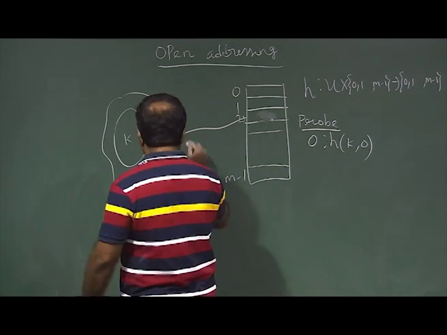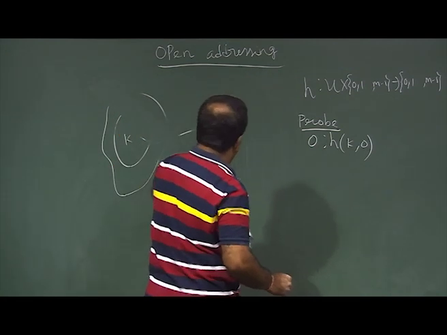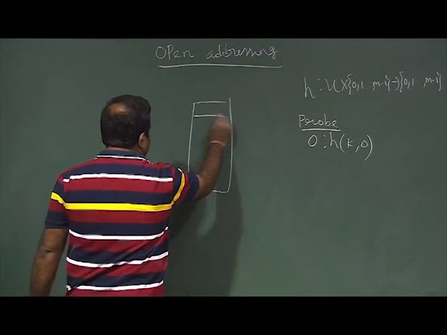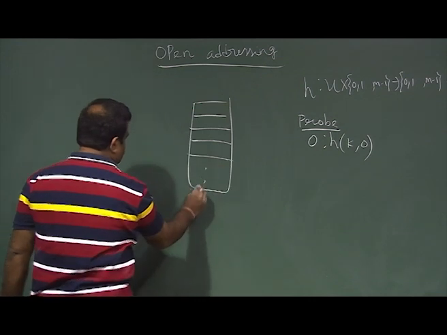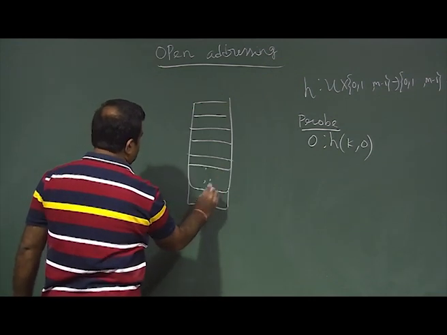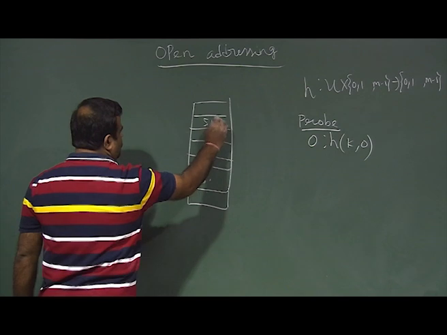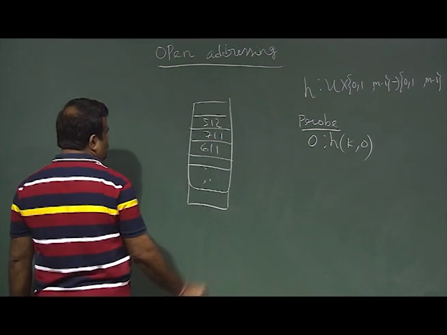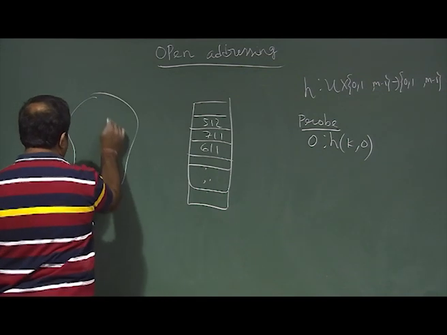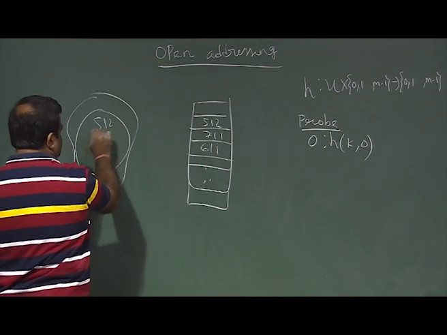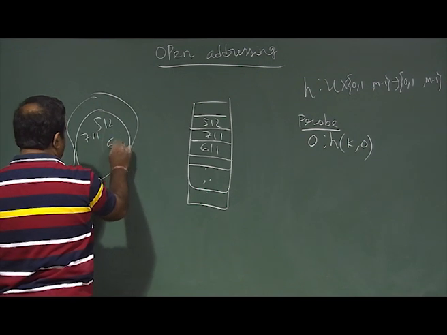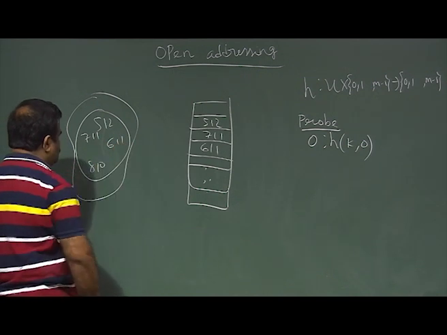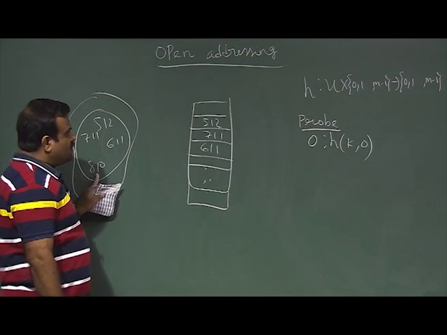Suppose, so let us draw some example, it will be more clear. Suppose this is the scenario. Okay. So, somebody is sitting here: 512, 611, say 711, like this. Suppose these are the keys we have: 512, 711, 611. Suppose now we have a key, say 810. Now suppose we want to insert 810 here.